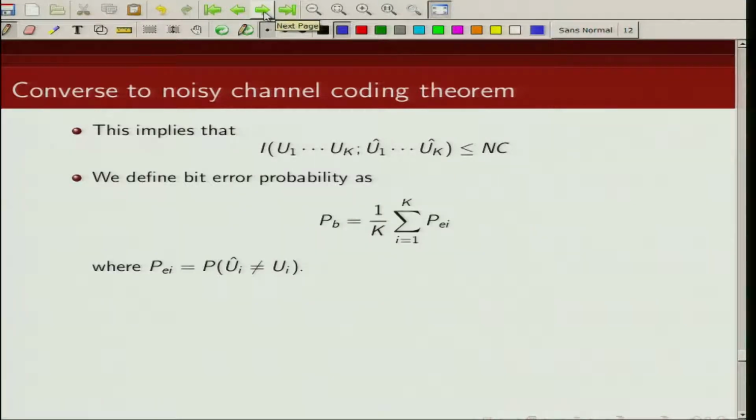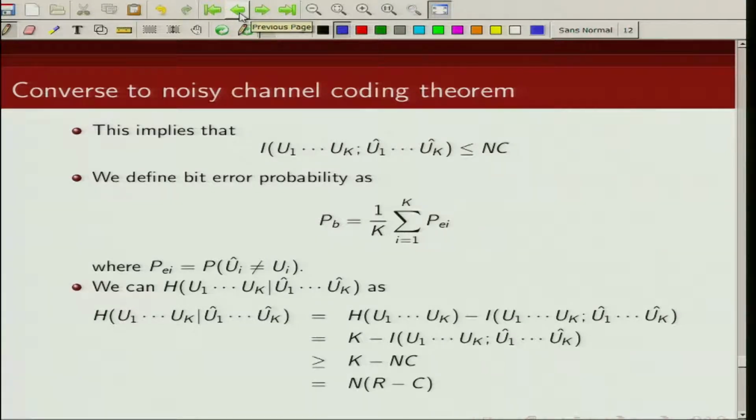Next, let us define the probability of bit error. Basically, this is the sum of all errors divided by the block size, and that gives me the probability of bit error. And when does an error happen? When my transmitted bit is not the same as the decoded bit.